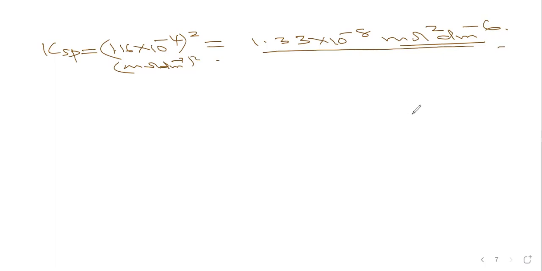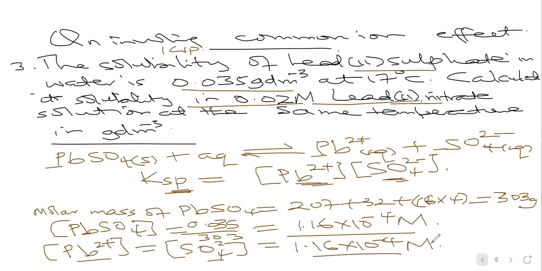That one is going to be very important for us to get the solubility of the same compound in the presence of a common ion, which in this case is the lead 2 ion according to this. Can I proceed? Is everything clear up to this point? Can I go ahead?